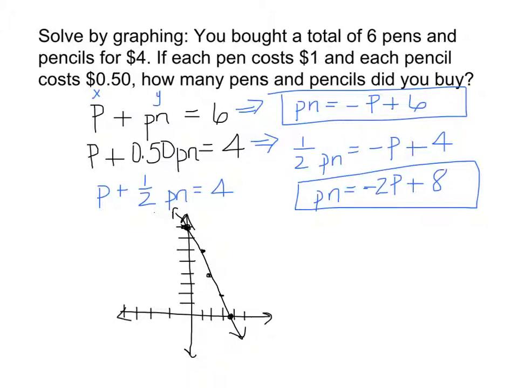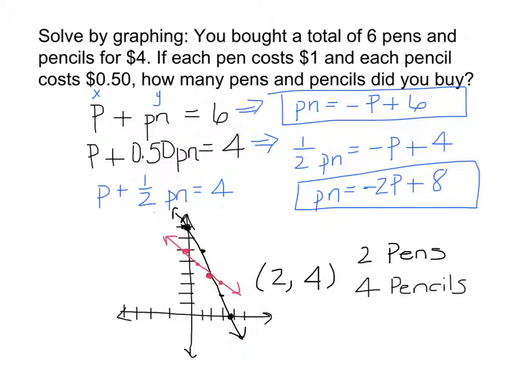And then the top one, I start at 6. And I go down 1, over 1, down 1, over 1. And if you notice, it intersects at (2, 4). Remember, my X was pen, so that means I had 2 pens and 4.